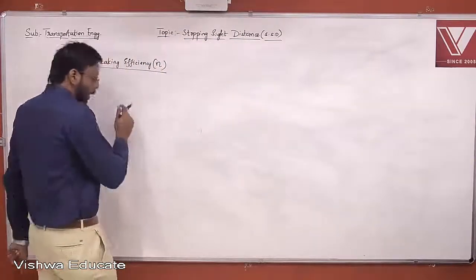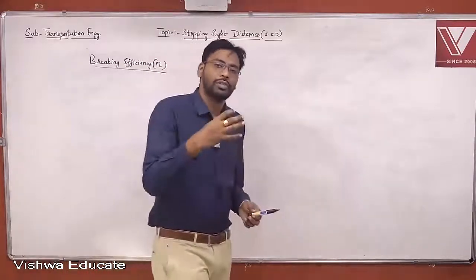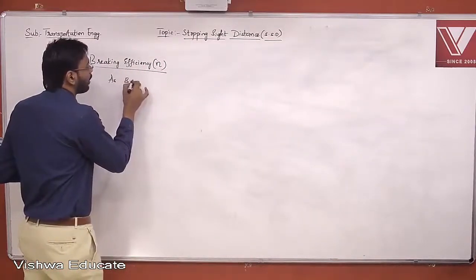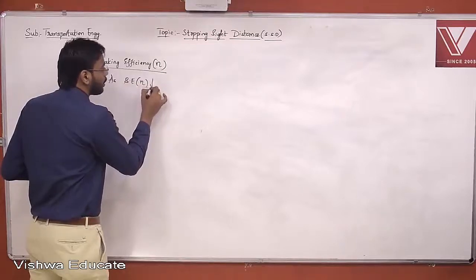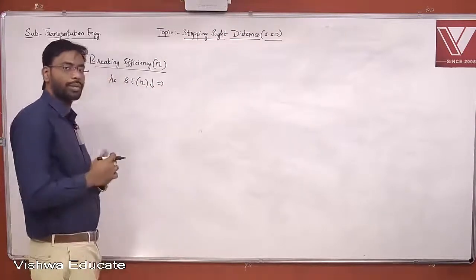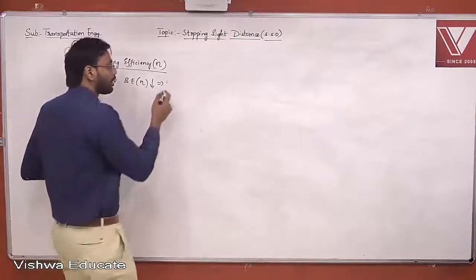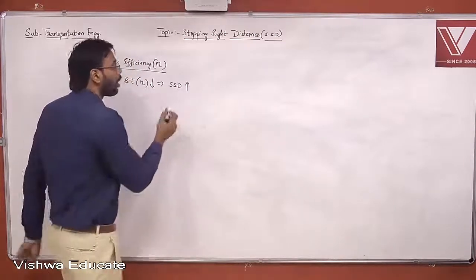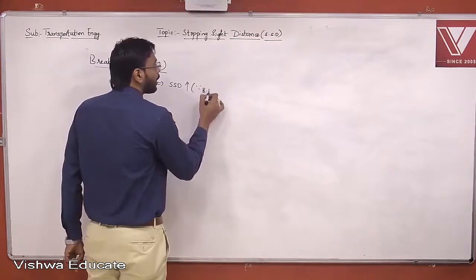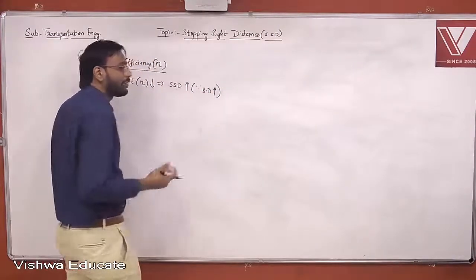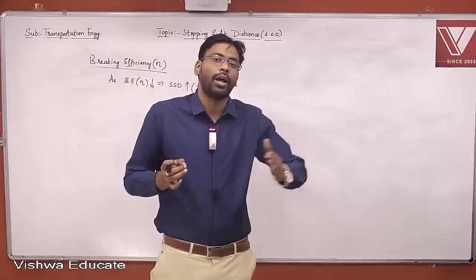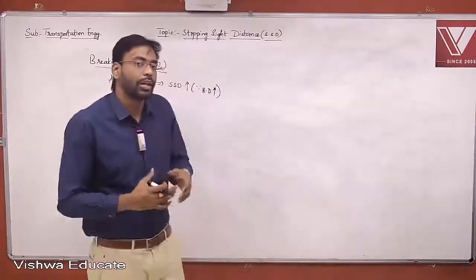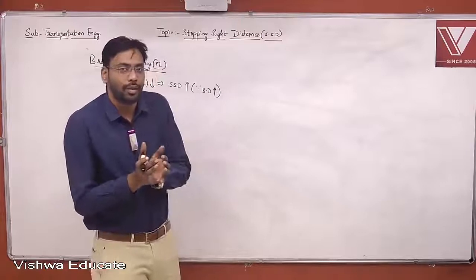So now, as the braking efficiency decreases, what happens to the stopping sight distance? Will it increase or not? The stopping sight distance will increase. Why will it increase? Because the braking distance will increase. After the application of brakes, it needs to travel more distance if the braking efficiency is lesser. If the braking efficiency is more, the braking distance will be lesser.